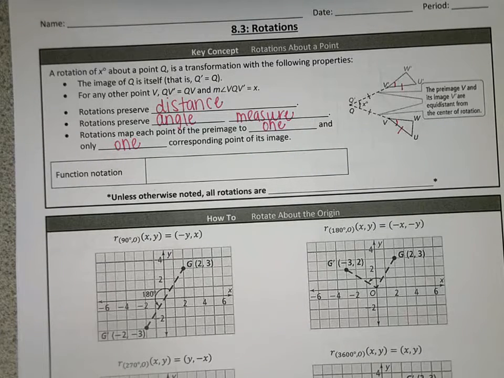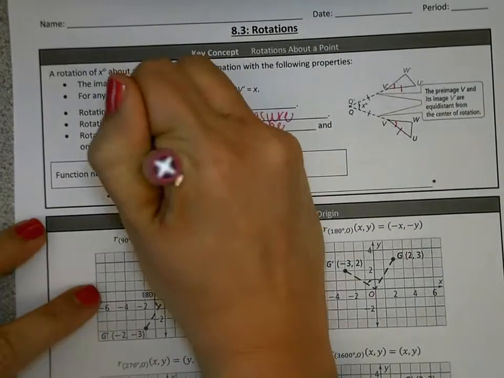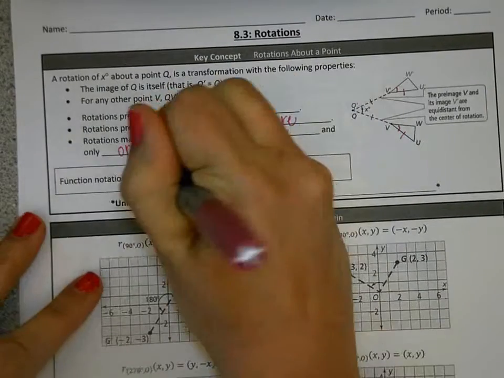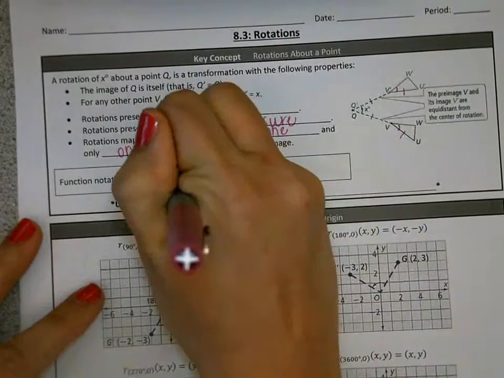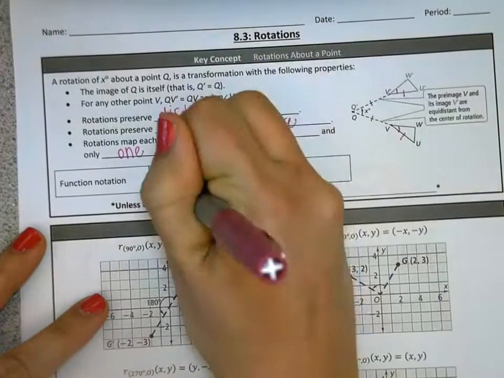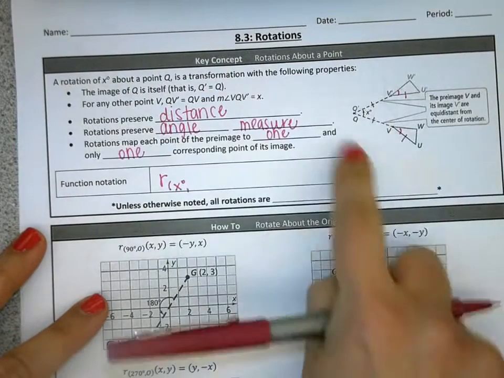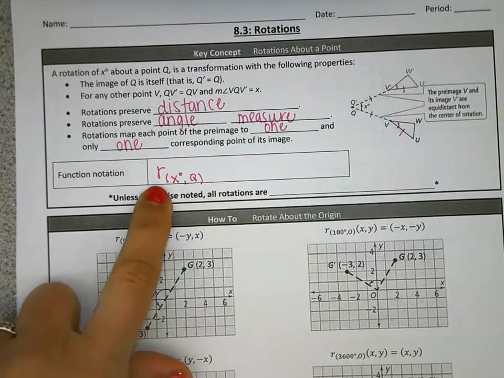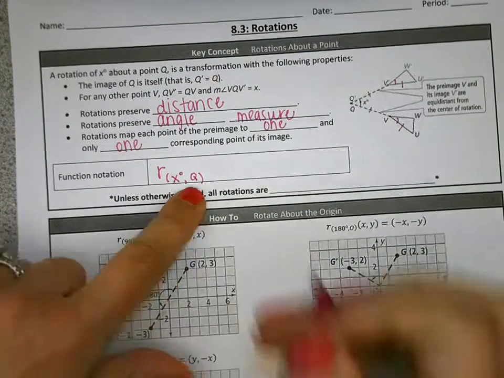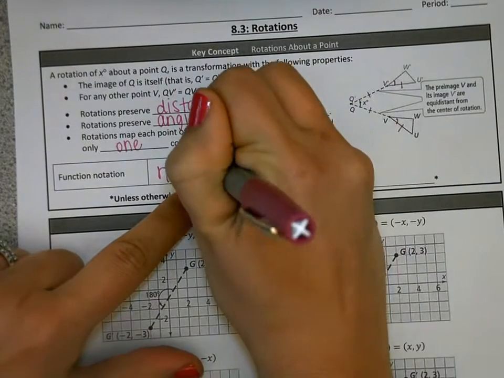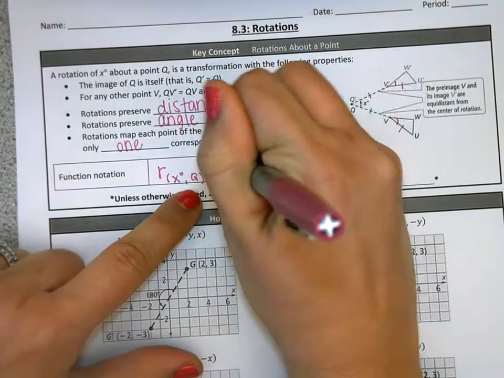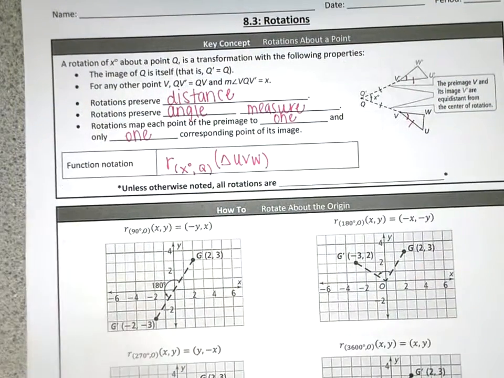There is a function notation for rotations. Reflections was a capital R, so rotations is a lowercase r. And then our subscript is always the angle of rotation and where the center of rotation is. So in this case, we're going to use Q as the example. Sometimes it might be a point. So the angle of rotation and the center of rotation of your shape, which in this case is triangle UVW. Okay, so similar to what we've been doing.